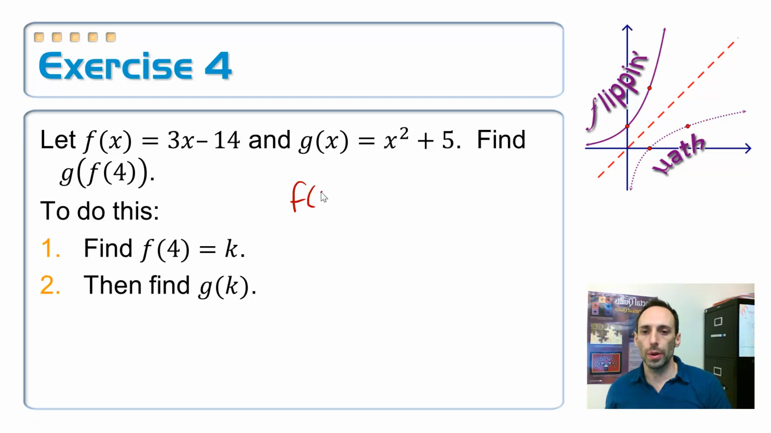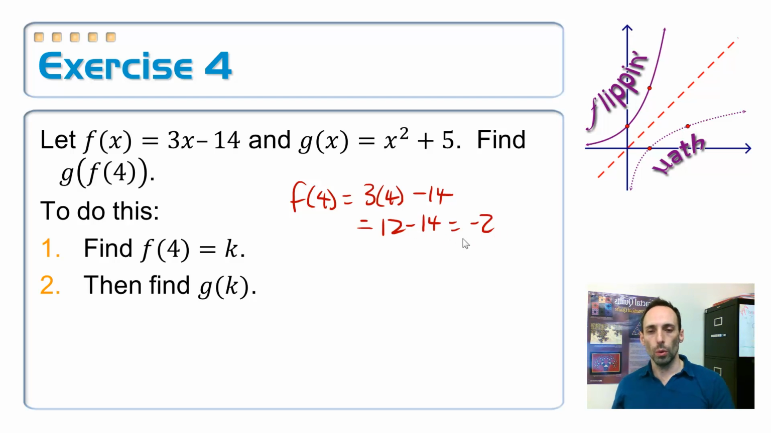f of 4. So f of 4 is equal to 3 times 4 minus 14. There's 12 minus 14 is negative 2. Okay, so now that my original input was 4, it outputted to negative 2. Now I'm going to take that negative 2 and I'm going to stick it into the g of x function.